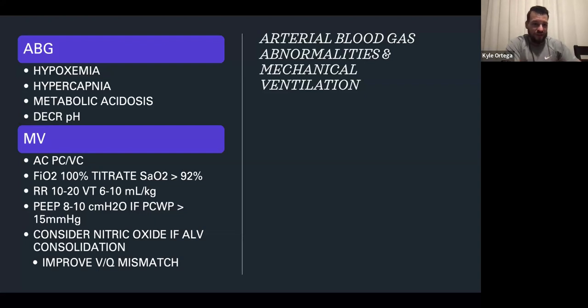FiO2 at 100%, and then just titrating the sats up to above 92%. Respiratory rate somewhere between 10 and 20 with tidal volumes between 6 and 10 milliliters per kilogram of ideal body weight. PEEP between 8 and 10 centimeters of water pressure if that PCWP is above 15 millimeters of mercury, like I was alluding to earlier. And then you also want to consider inhaled nitric oxide if there's alveolar consolidation, which would improve the ventilation perfusion mismatch.